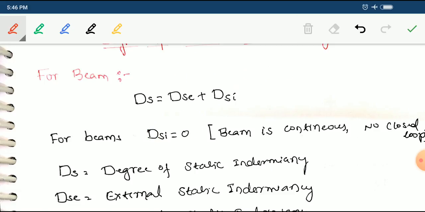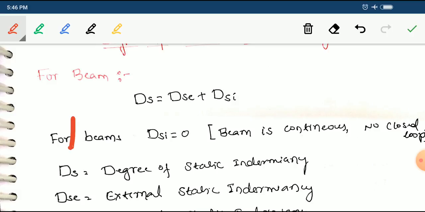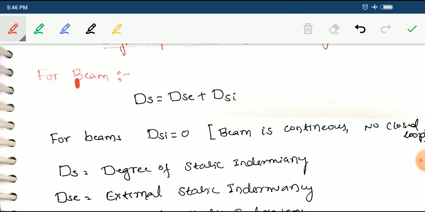Okay, so for the beam, the DSI, degree of static internal indeterminacy value, will be equal to 0 because it is a continuous beam, there is no closed loop. That's why that value is equal to 0. Means from this equation I get to know, if you want to calculate the DS of the beam, DS is equal to DSE. So total static indeterminacy DS is equal to DSE. So how are we supposed to calculate DSE?